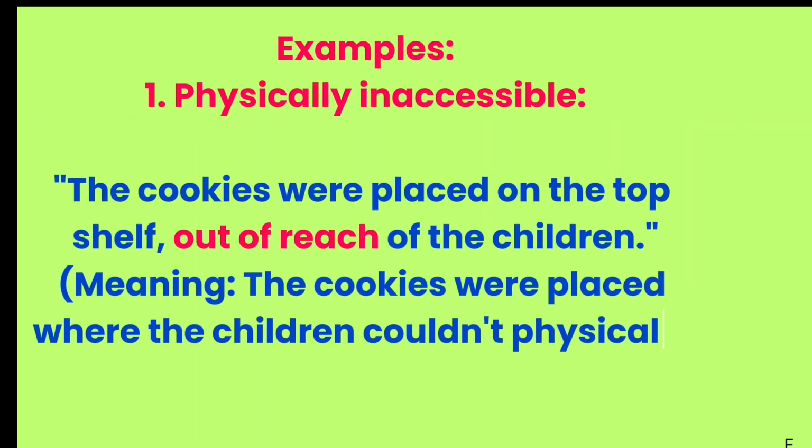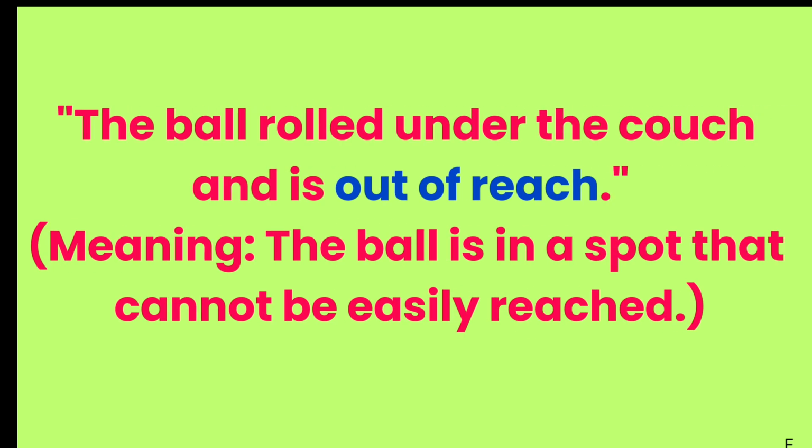Examples. 1. Physically inaccessible. The cookies were placed on the top shelf, out of reach of the children. Meaning, the cookies were placed where the children couldn't physically access them. The ball rolled under the couch and is out of reach. Meaning, the ball is in a spot that cannot be easily reached.